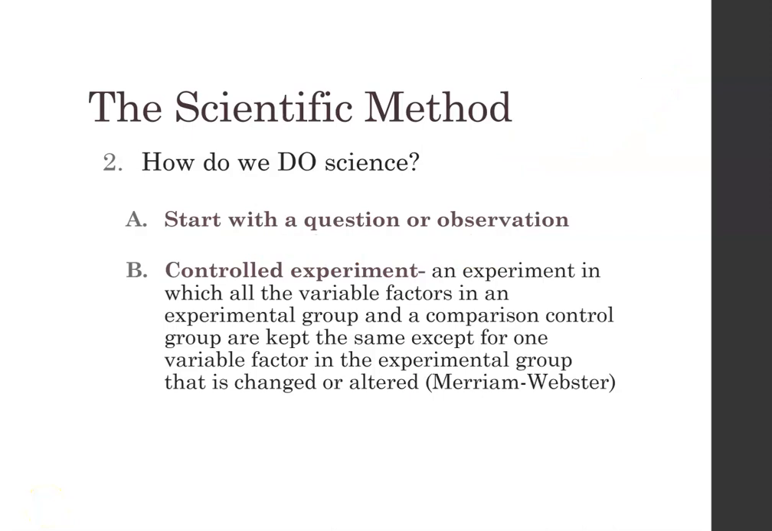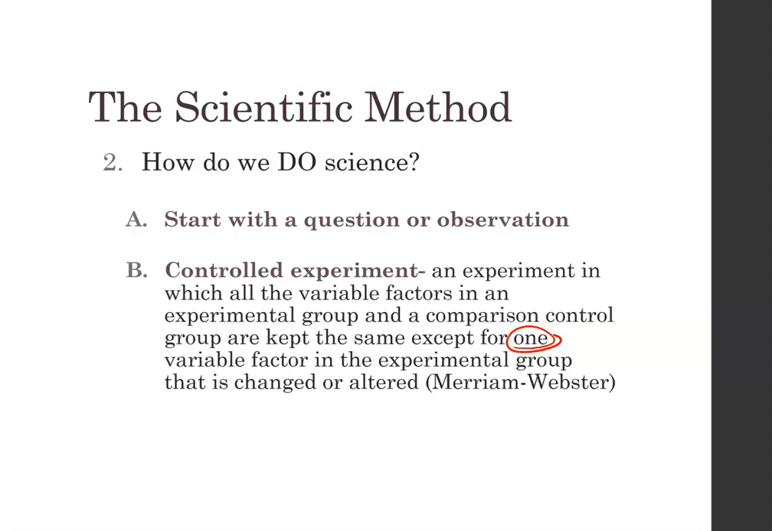I've got this long definition of a controlled experiment here. A controlled experiment is an experiment in which all factors in our experiment group, the one that we are looking at and observing, and a comparison control, one that's not receiving any treatment, are kept the same except for the one factor that we want to change or alter.